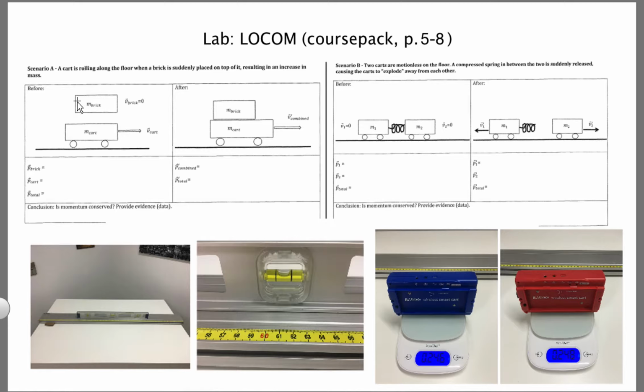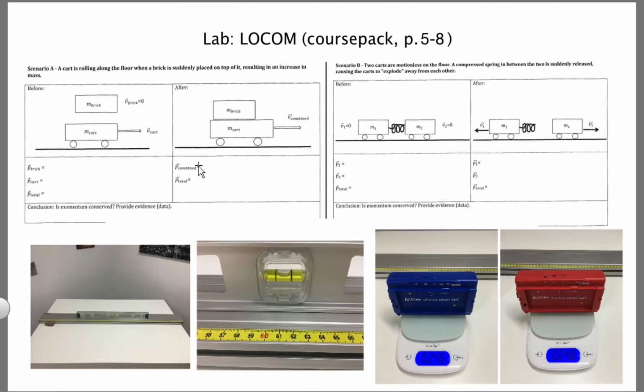So for this first scenario, what we're going to do is roll the cart and measure its velocity before the collision. And since we know its mass, we can find its momentum. The brick is going to be stationary, so it has zero momentum. And then the brick is gently placed on top of the cart. And the question I have for you is, why do I have to gently place it? Why don't I just drop it on? As a hint, I want you to think about the forces that would be acting in each of those two scenarios.